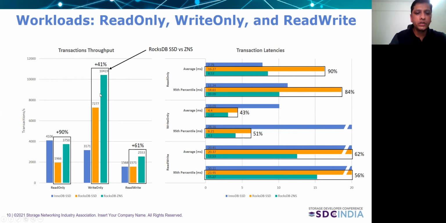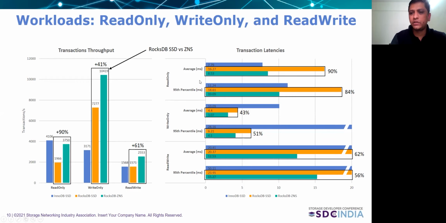When we look at the write-only workload, we can see that RocksDB is much better than InnoDB, which is expected. But when we compare RocksDB running on a conventional SSD versus RocksDB running on ZenFS on a ZNS SSD, we can see a 40% improvement in transactions per second. And again, with the read-write workload, ZenFS shows 60% better transactions per second.